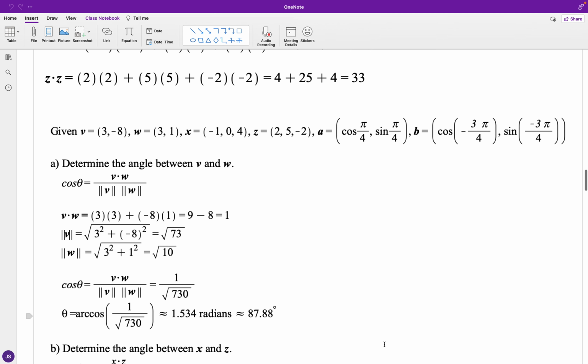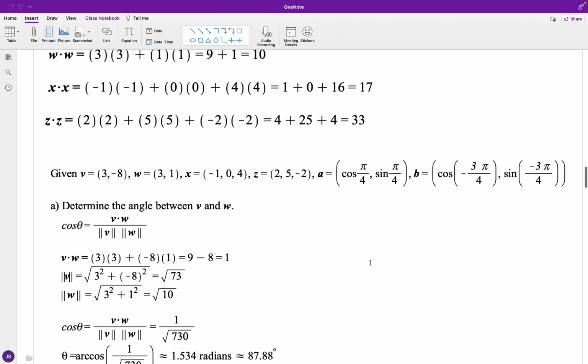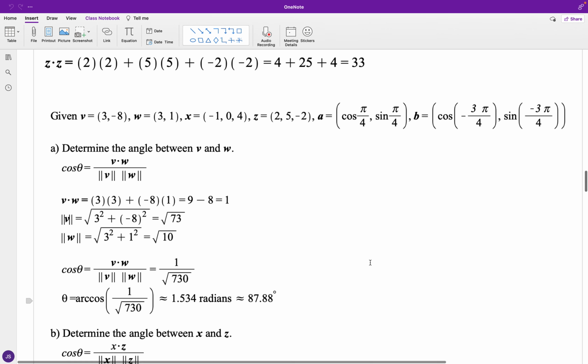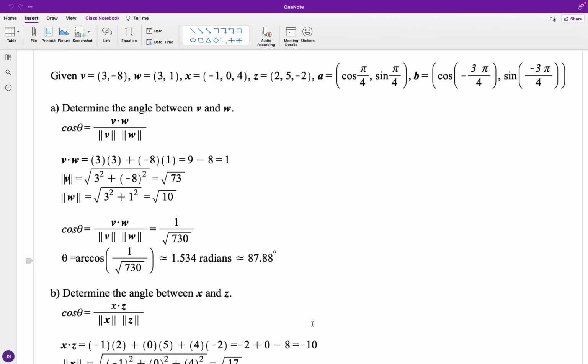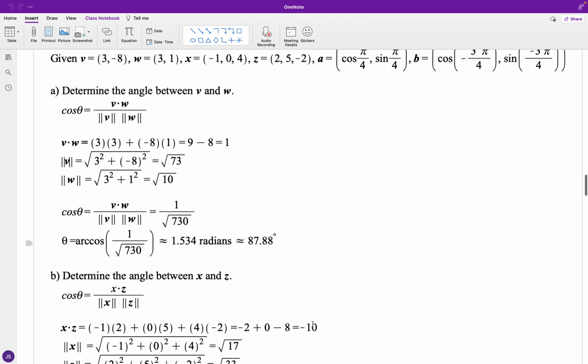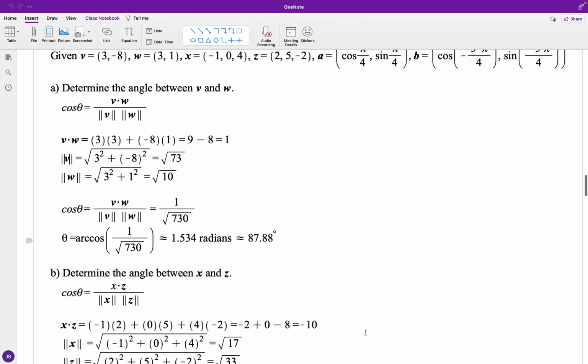Now, with what we have for x and z. If you notice, we did not get the dot product of x and z, but we're going to. For the angle setup, we've got the cosine of theta equal to the dot product of x and z divided by the product of their magnitudes. For the dot product of x and z, you got -1 times 2. In the middle, we have 0 times 5. And then the last elements, we have 4 times -2. So you got -2 plus 0 plus -8, or -8, and this will come out to -10.